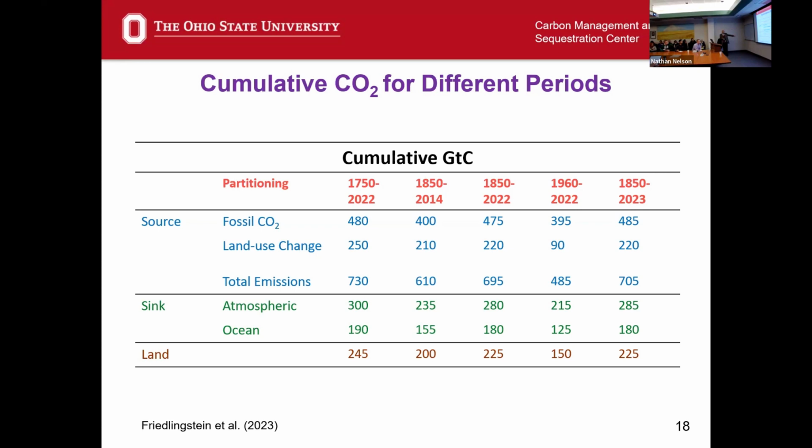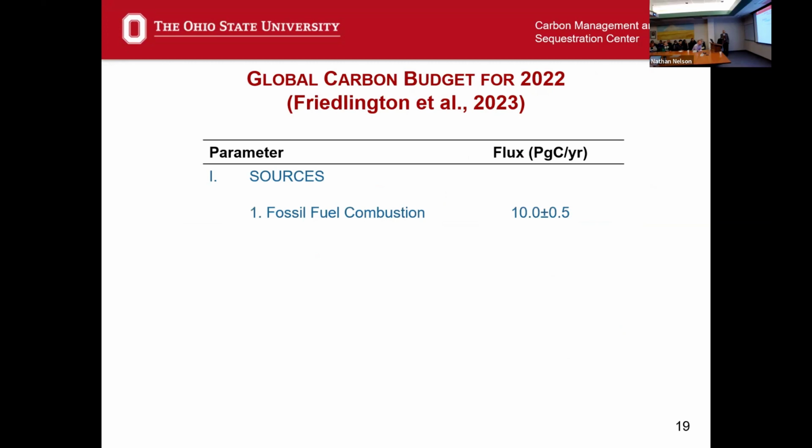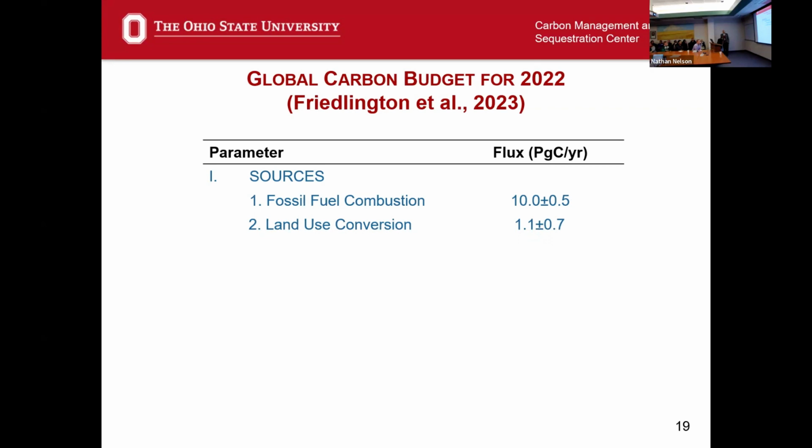This was a paper, the most recent one, from the Global Carbon Budget Project led by Fred Lingston. Just to give you a global carbon budget for 1 year, this is the 2023 data. In 1 year we had 10 petagram of fossil fuel emission, 1.1 petagram of deforestation in the tropics. Now, this 1.1 does not include the soil cultivation. They do not have the information on soil cultivation. So this carbon budget is incomplete.